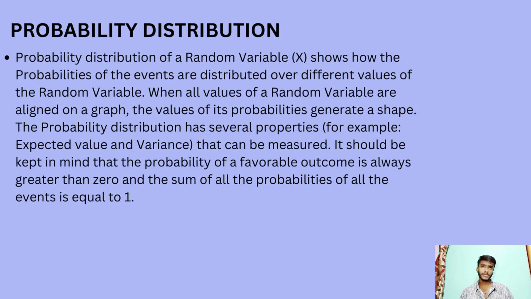Now let us see the probability distribution. A probability distribution of a random variable x shows how the probabilities of the events are distributed over the different values of the random variable. When all values of a random variable are plotted on a graph, the values of its probabilities generate a shape. The probability distribution has several properties, for example, expected value and variance, that can be measured. It should be kept in mind that the probability of the favorable outcomes is greater than or equal to 0 and the sum of the probabilities of all the events is equal to 1.